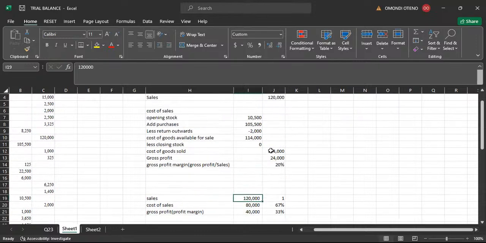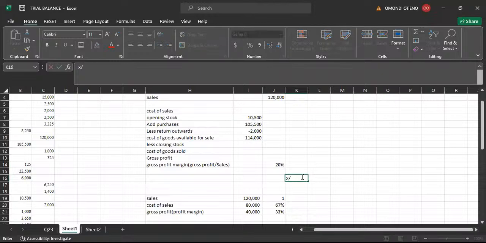Now we do not know all these things. The only thing we know is that we only have sales and we have gross profit margin. So if we take gross profit and divide by sales, we are going to get 20% or 0.2. Gross profit X over 120,000 is equal to 20% or 0.2.